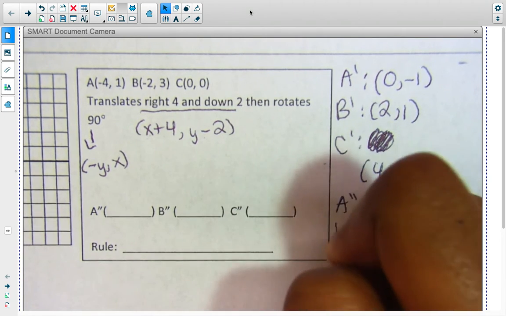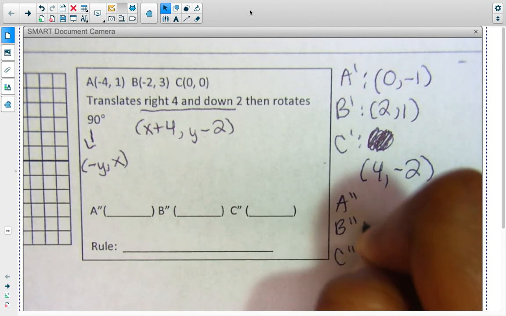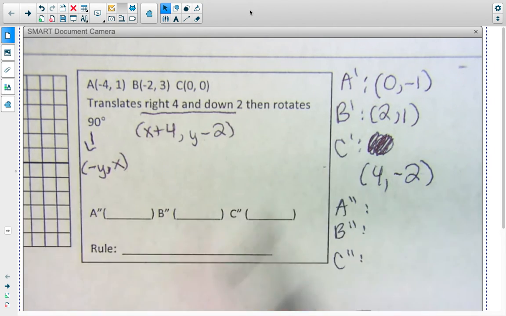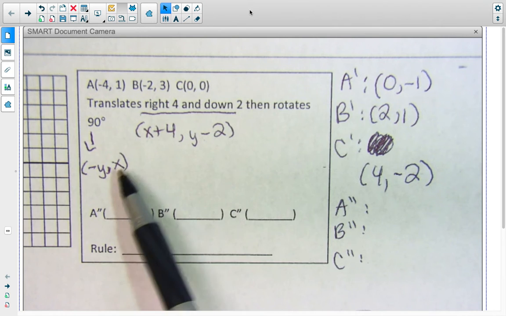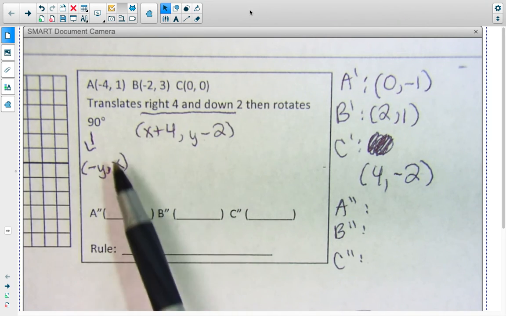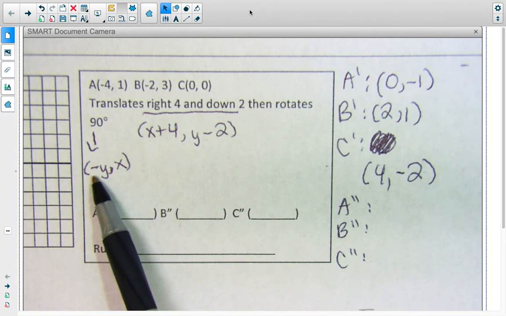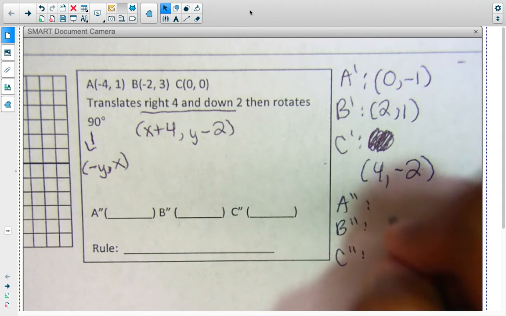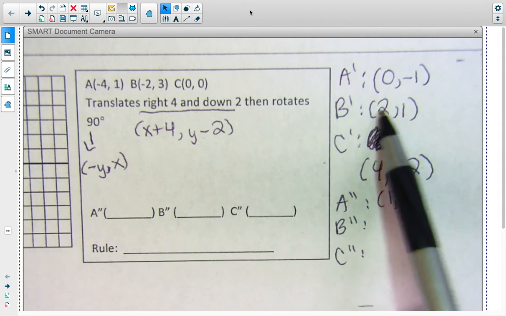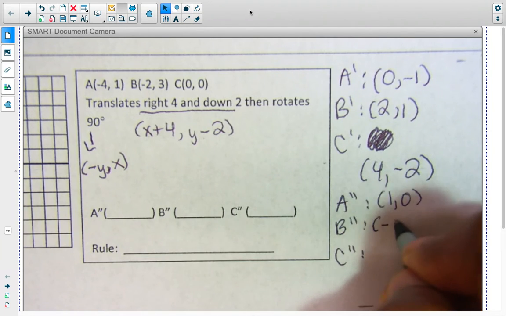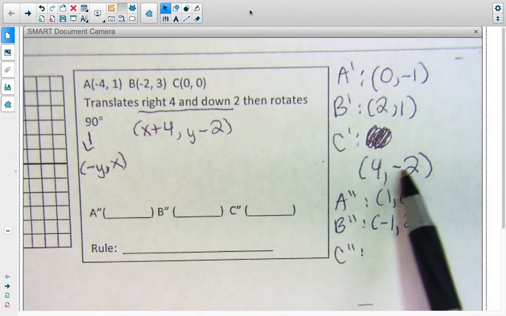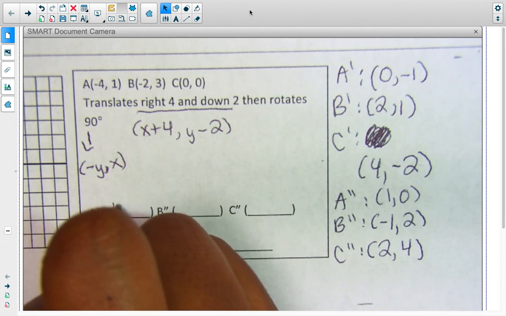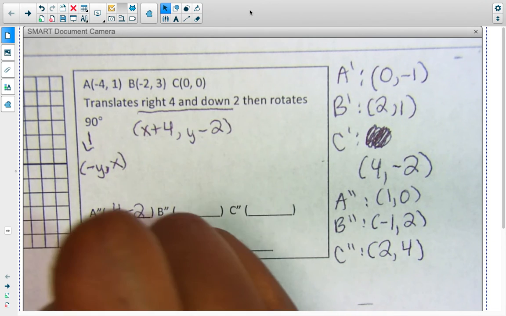Now, of course, we've got to do one more transformation. This time we take these 3 ordered pairs and do (-y, x), which means we're going to switch the x and y around. So kind of like flip it, switch these x's and y's around, and then make the y the opposite sign of where we started from. If I switch this around and make this the opposite sign, it's going to be (1, 0). If I switch this around and make the opposite sign, it's going to be (-1, 2). And if I switch this around and make the y coordinate the opposite, it'll be (2, 4).